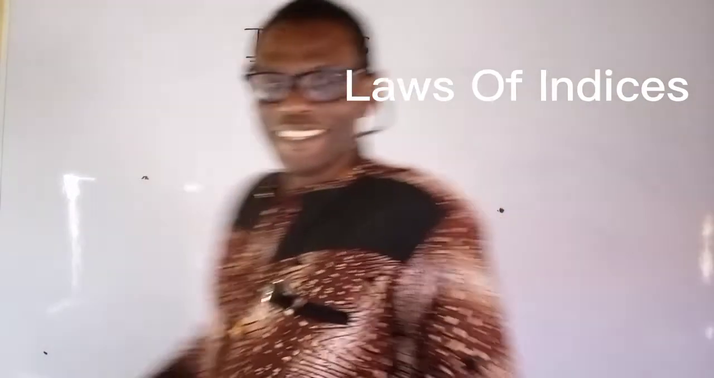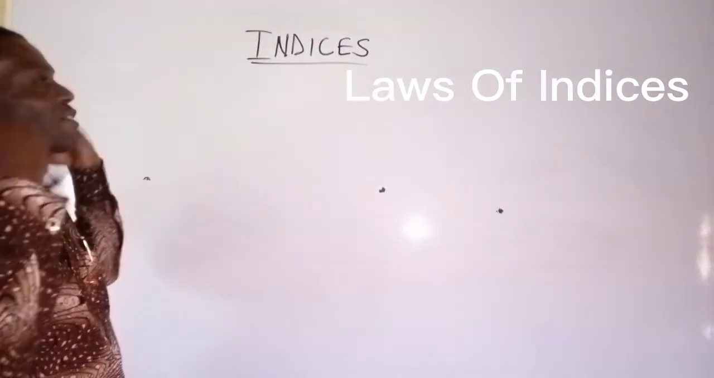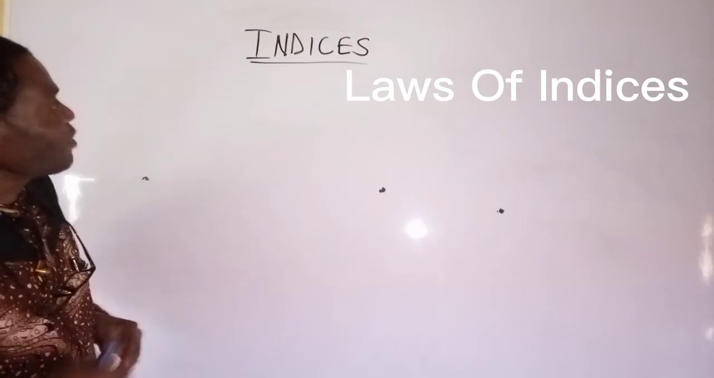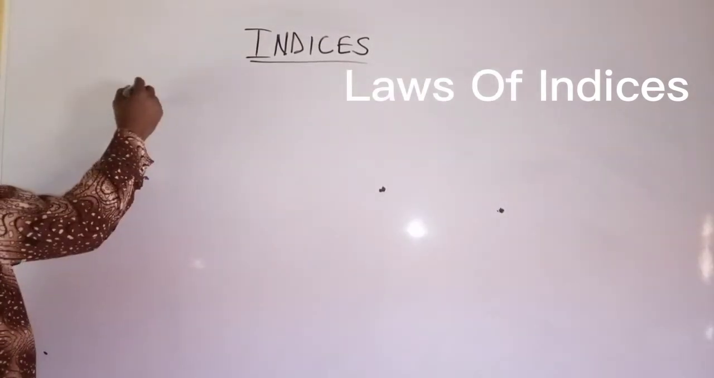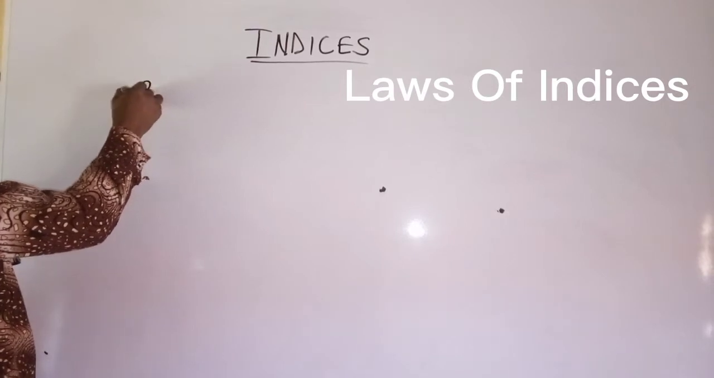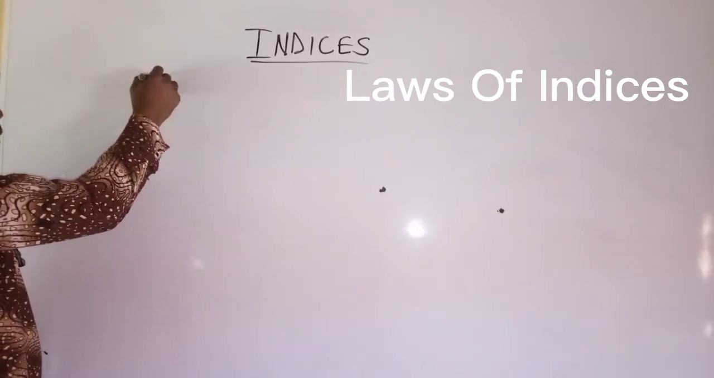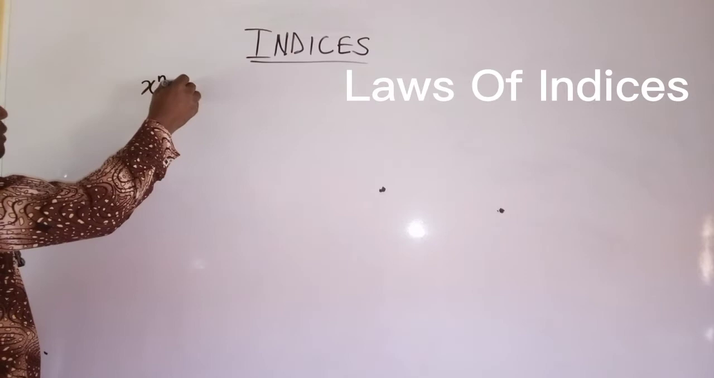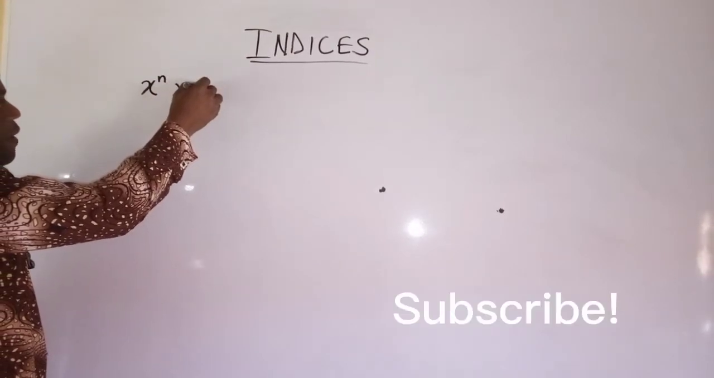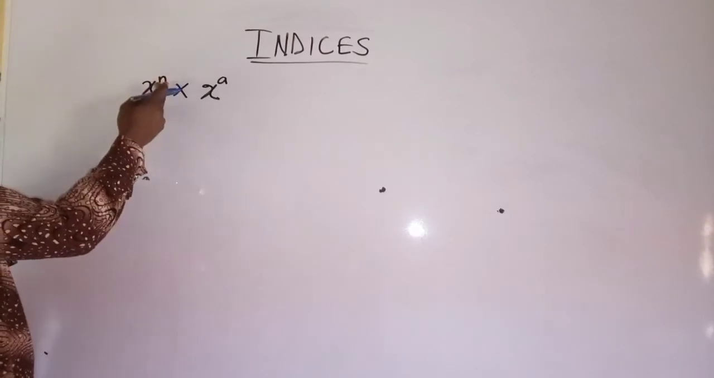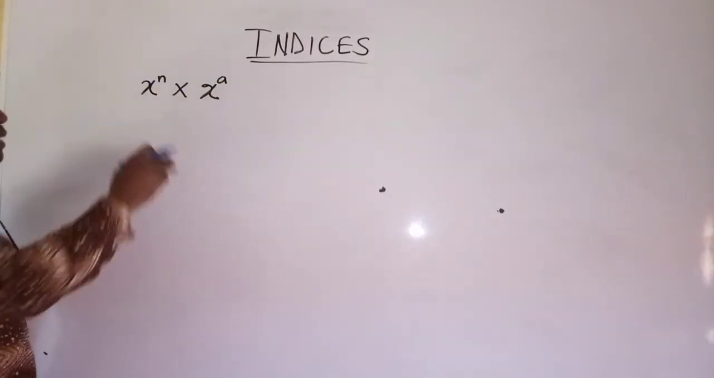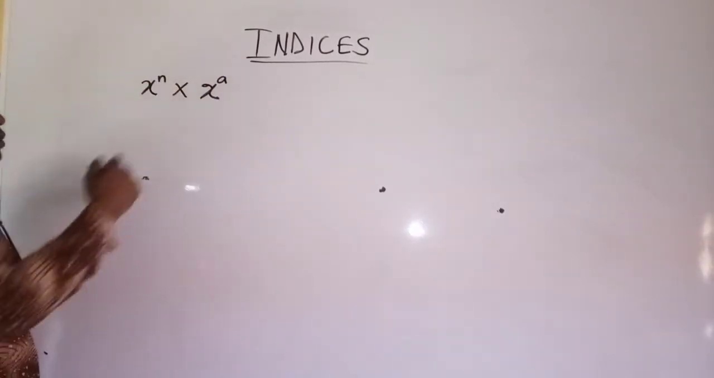Welcome. Laws of indices. There are 7 laws of indices. So one of them is that we have x^n times x^a. I can make this one b, I can make this one f, it doesn't matter. It's a number.